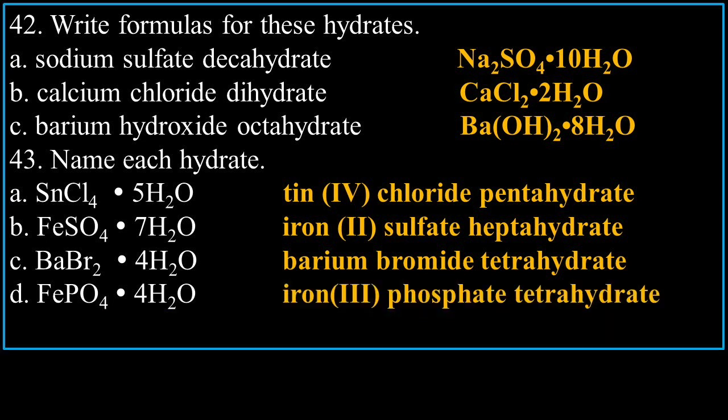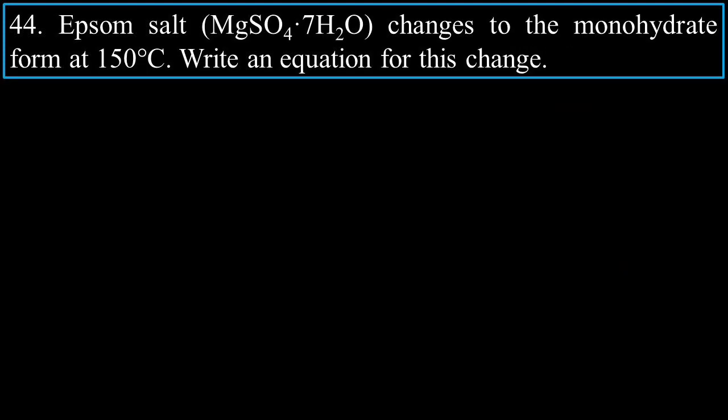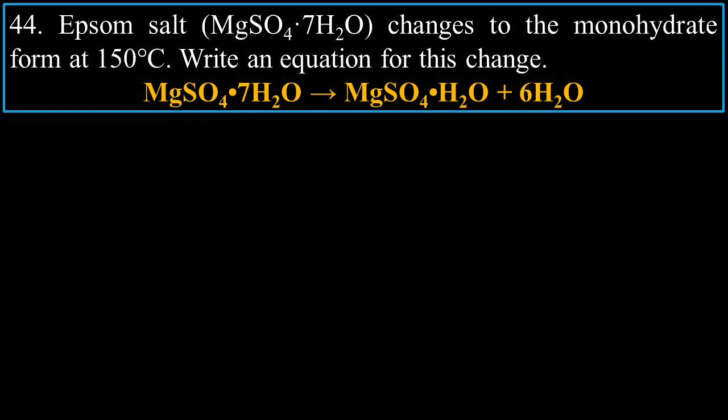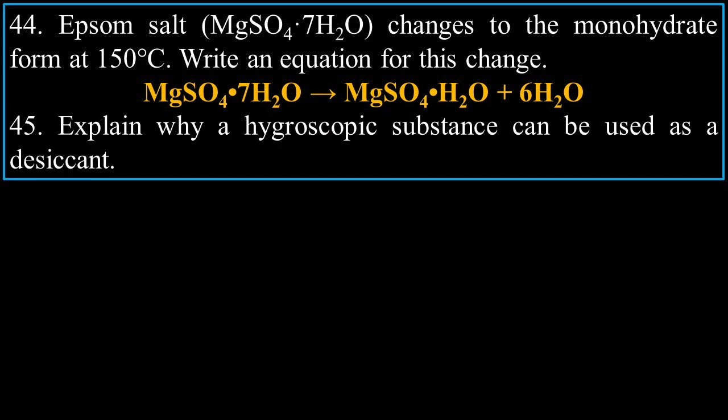Very good. This is kind of chapter 9, ladies and gentlemen. Make sure you know this for your exam. Epsom salt changes to a monohydrate form at 150 degrees. Write an equation for this change. So, per mole of hydrate, you're going to give up 6 moles of water. And that's Epsom salts. The magnesium sulfate is Epsom salts.